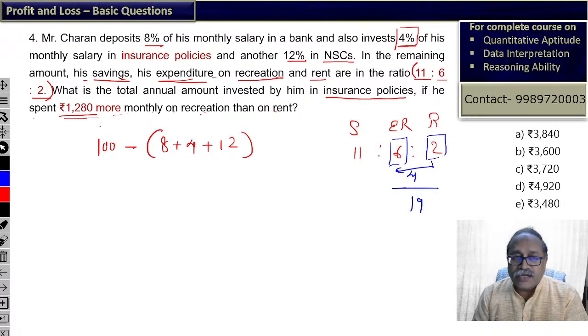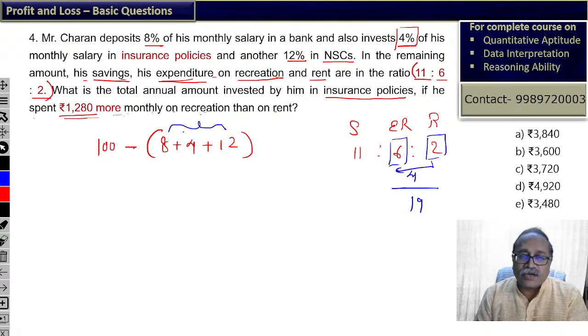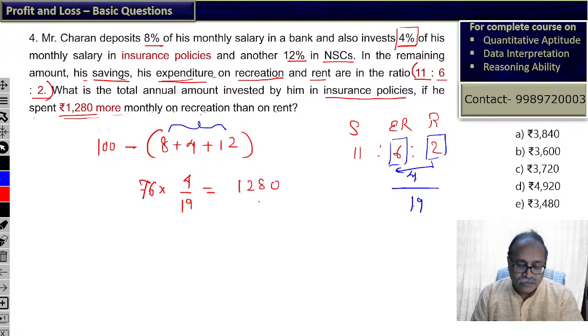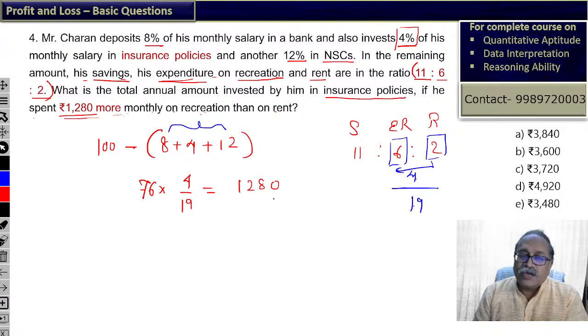So let's now find the remaining. What is the sum of this? The sum of this is 24. So if I take out this 24, 100 minus 24, I am left with 76%. Now 4 by 19 of this 76% is equal to this difference, 1,280. So the whole story ends the moment you understand this part. 76% times 4 by 19 is equal to this much.